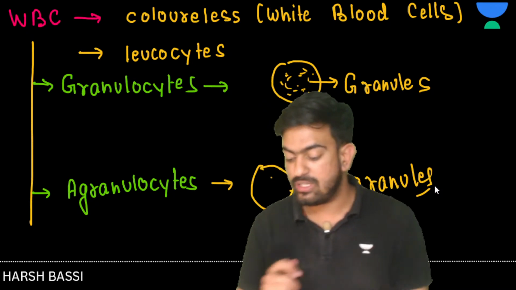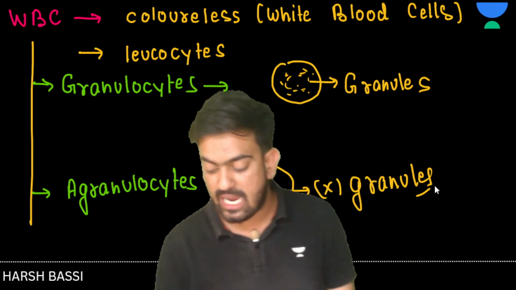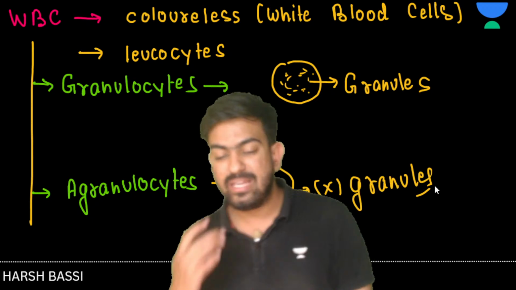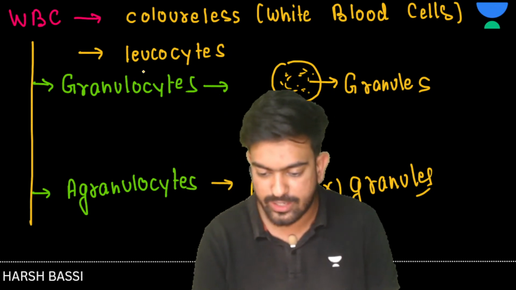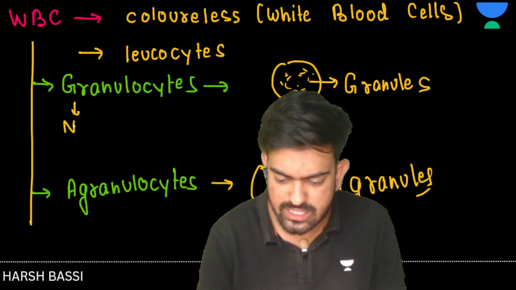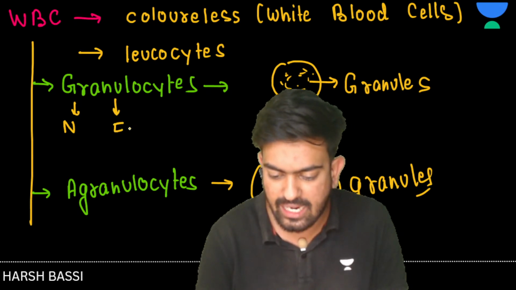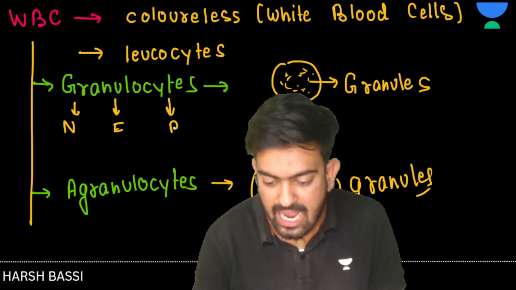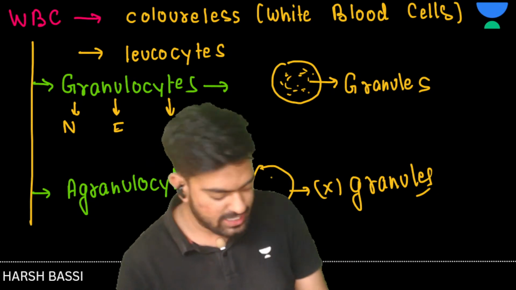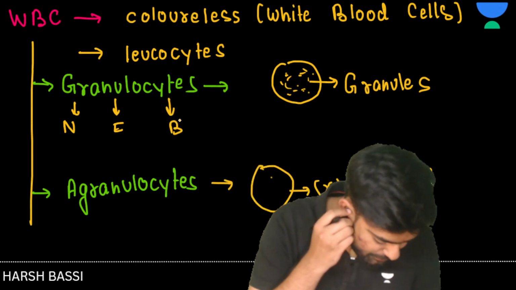Now, what are the examples of granulocytes? The examples of granulocytes are neutrophils, eosinophils, and basophils. Neutrophils, eosinophils, and basophils. And what are the examples of agranulocytes?